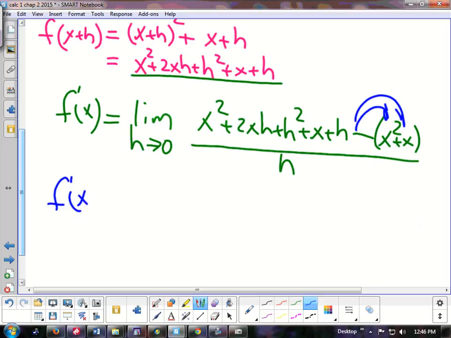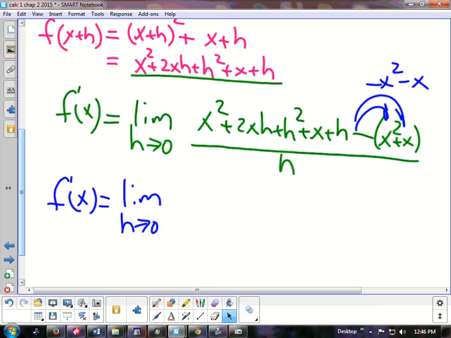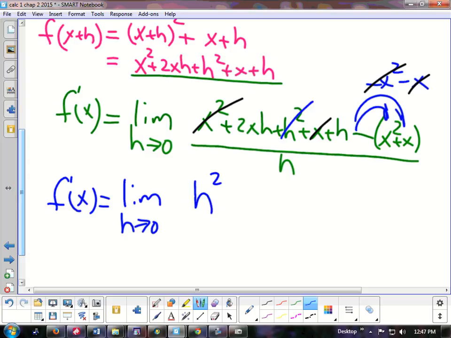So f prime of x continues to be the limit as h approaches 0, and we're going to combine like terms up here. We'll distribute the negative, so the negative x squared minus x. Now we're going to combine like terms. So x squared and negative x squared cancel, x and negative x cancel, and left behind is going to be h squared plus 2xh plus h all over h.